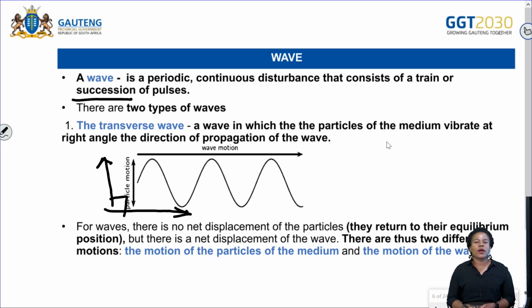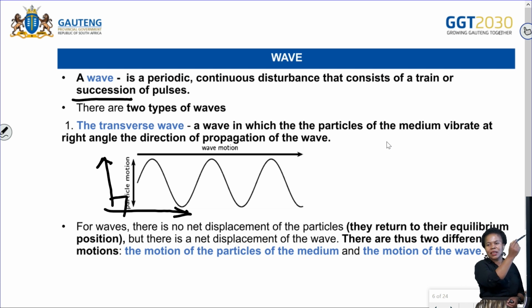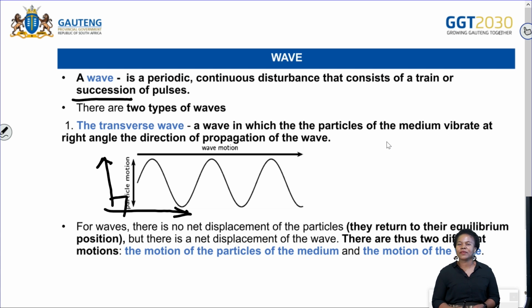Now, for waves, there is no net displacement. They return to their equilibrium position. And what do we mean by that? They can go up and go back to their equilibrium position. They can go down and go back to their equilibrium position, because now it is a continuous disturbance, with a continuous succession of pulses. But there is no net displacement. What you find is that there are just two motions: the motion of particles in the medium being perpendicular to that of the propagation of the wave. All right.